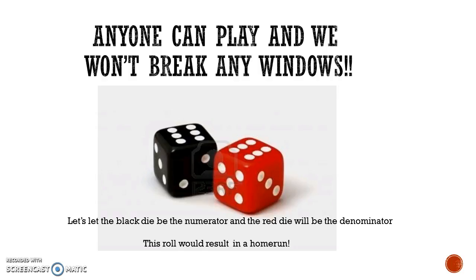So what's fun about this game is anyone can play, and we won't break any windows because it won't actually be hitting a ball with a bat. All we're going to be doing is rolling these foam dice that I have here, and then we're going to have the black die be the numerator and the red die will be the denominator. So this roll, notice how it's two 6s, which would be a 6 over a 6. What does that equal? Anybody tell me? Yep, you're right. It equals 1, right? So this result would be like a home run, where you go all around the bases.